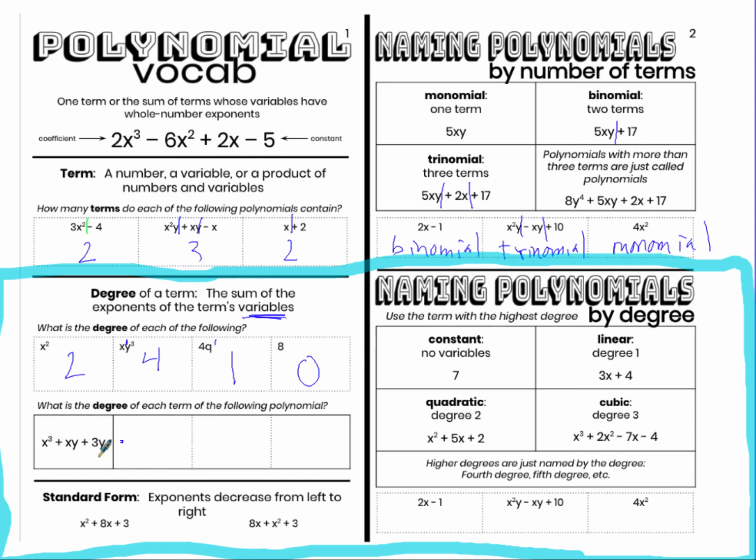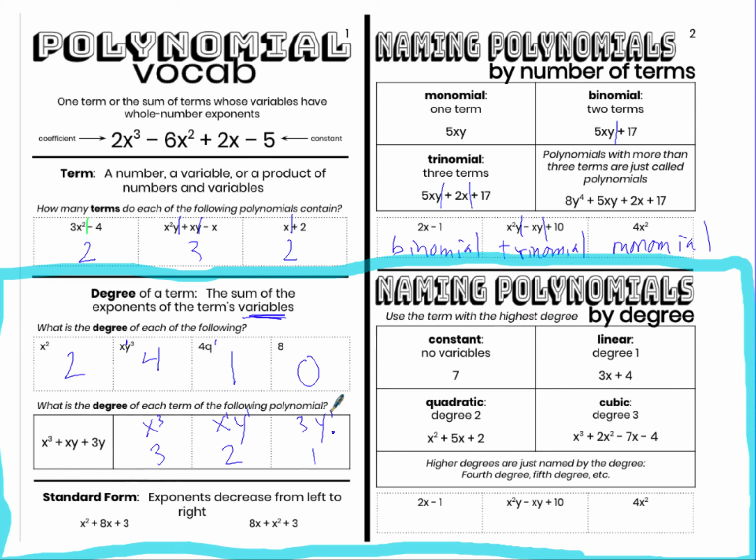So finding the degree of each of the terms in this polynomial, let's first write down each of the terms. We just find the degree of each term, adding together the exponents. So 3 here, 1 plus 1, xy has a degree of 2, 3y just has a degree of 1. This is important because when we're naming a polynomial, any polynomial, not just a monomial, by degree, we use the term with the highest degree.